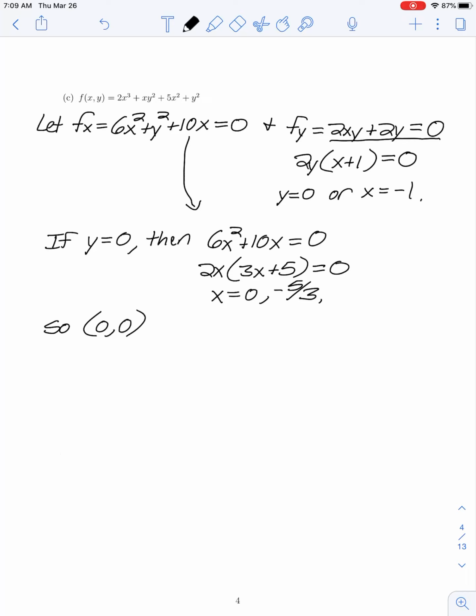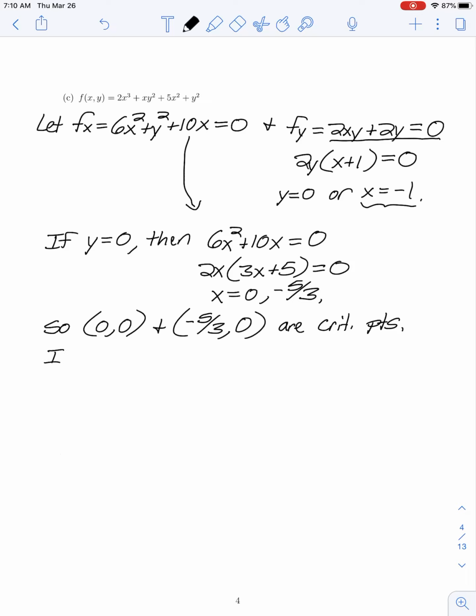So we found two critical points so far. If x is 0 and y is 0, we have a critical point. And if x is negative 5/3 and y is 0, we have a critical point. So these two are critical points.